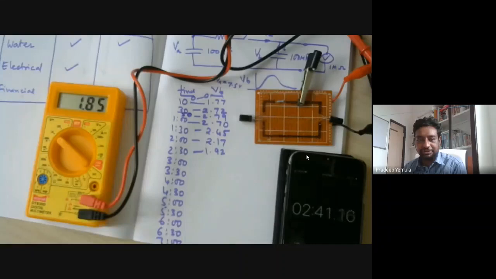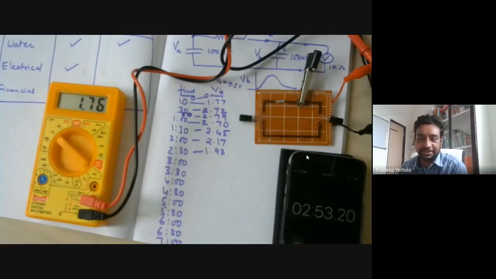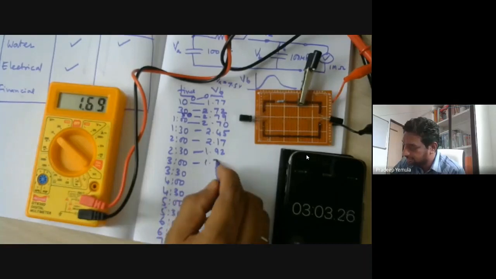So I think we will go up till 5 minutes maybe. So this is a simple circuit with 2 energy storage devices, that is 2 capacitors. Again, it is not at all difficult. You will find these components very easily. And for 3 minutes, 1.71.